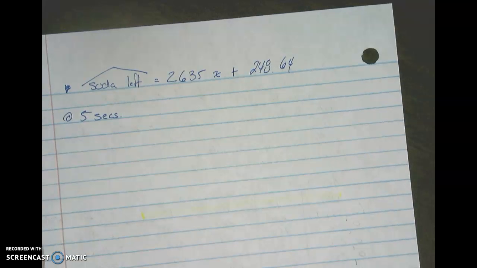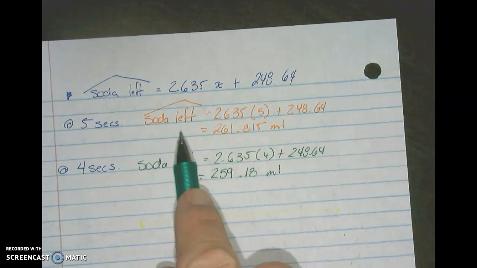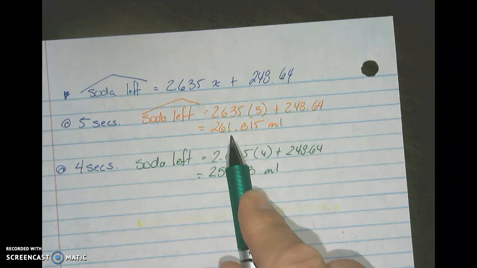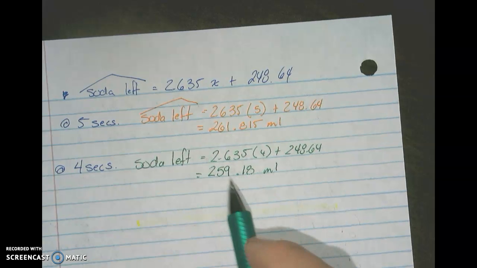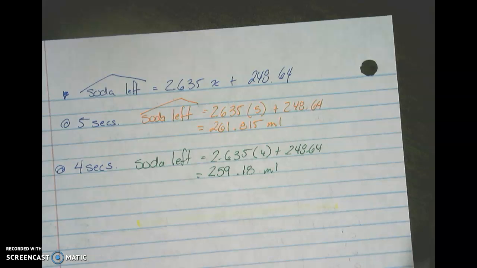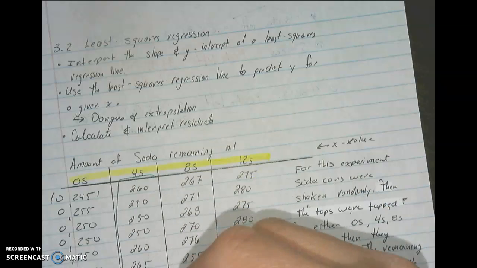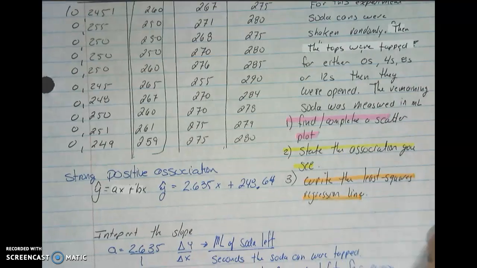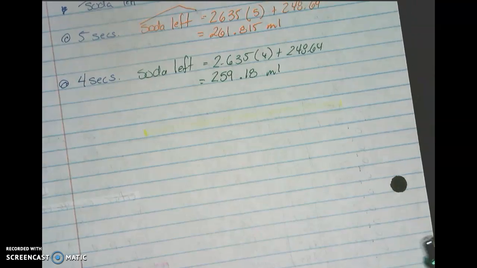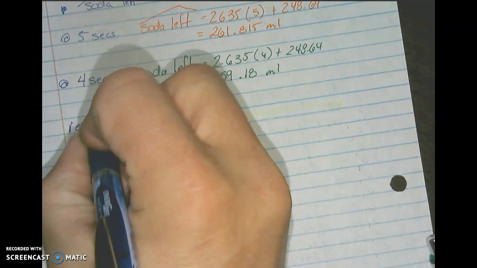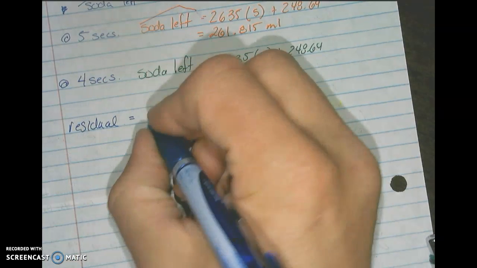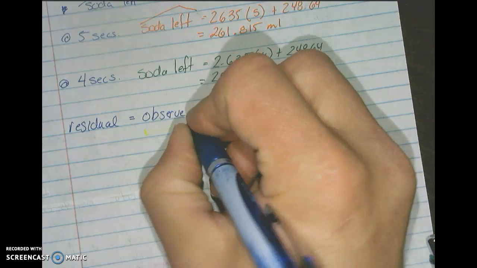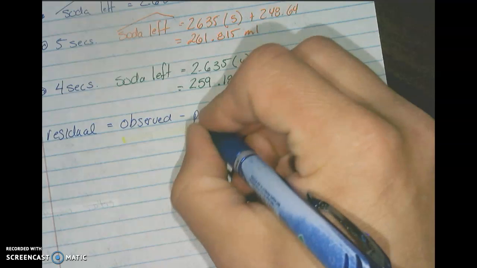So all I'm going to do is plug and chug. Okay, so our two predictions: at 5 seconds was 261.815. At 4 seconds, we're at 259.18. Now, if we go back, this is what we observed, right? That's what we observed, okay? So our residual is equal to observed minus predicted.